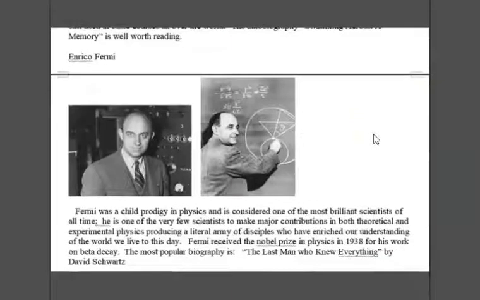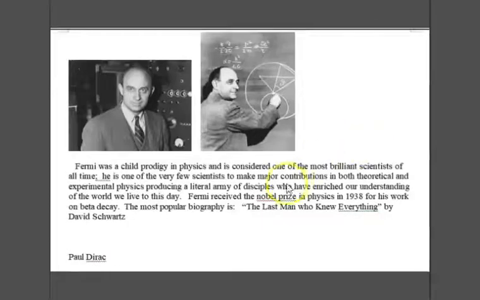Okay, moving right along, we're going to be studying quite in detail Fermi-Dirac statistics. So I picked both Fermi and Dirac. Fermi is one of the most amazing human beings that ever lived. His biography is called The Last Man Who Knew Everything by David Schwartz, and I think that characterizes Fermi in a very concise manner. He knew basically everything there was to know about science, both from an experimental point of view and as a theoretician.